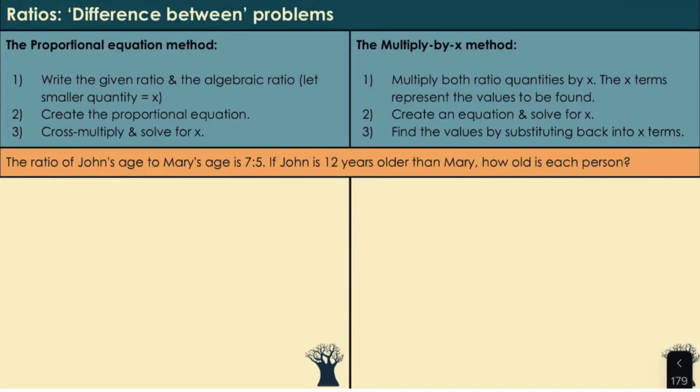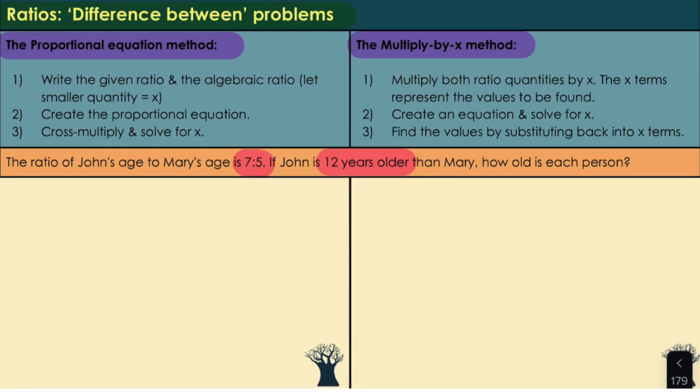Consider ratios, the difference between problems. We will look at two methods, the proportional equation method and the multiply by x method. First example, the ratio of John's age to Mary's age is 7:5. If John is 12 years older than Mary, how old is each person?